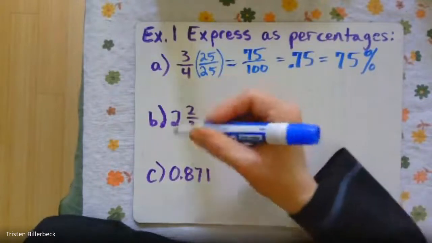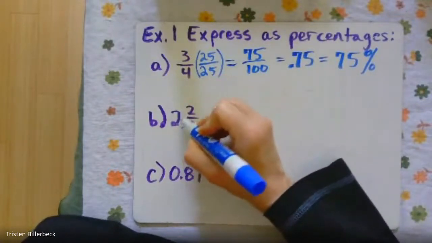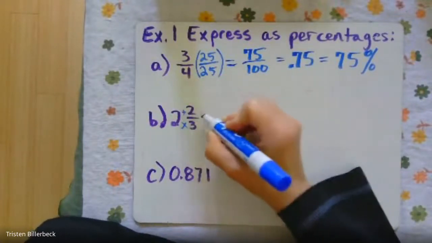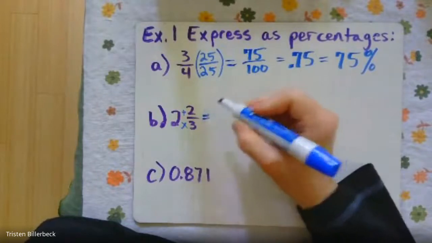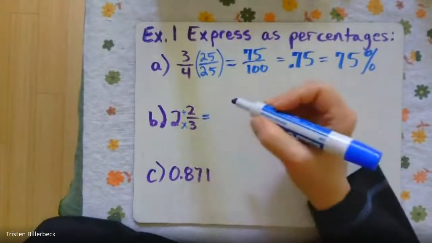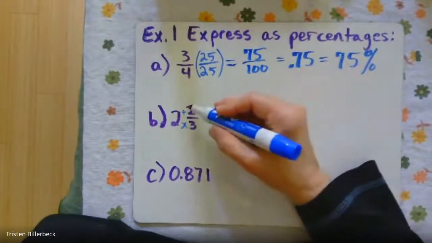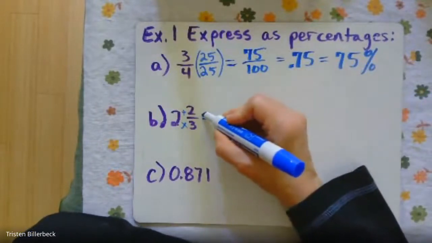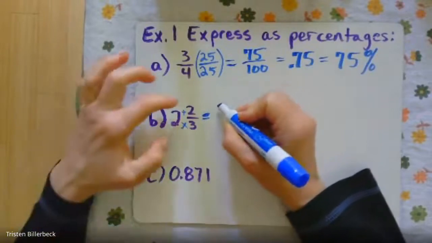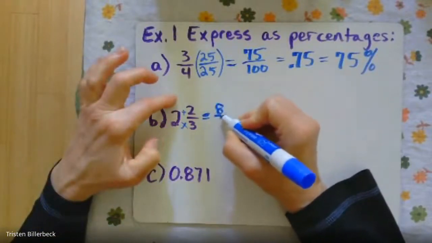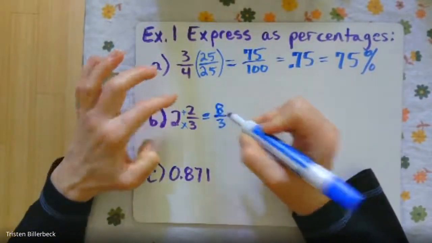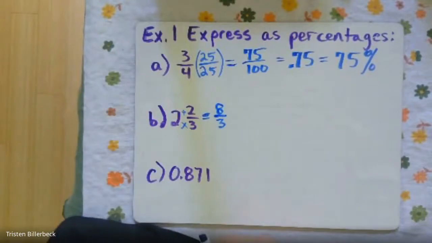So what about this one? Well, we have to multiply these and add that. So this equals 3 times 2 is 6, plus 2 is going to be 8 over 3. Okay, so that one's a little harder.